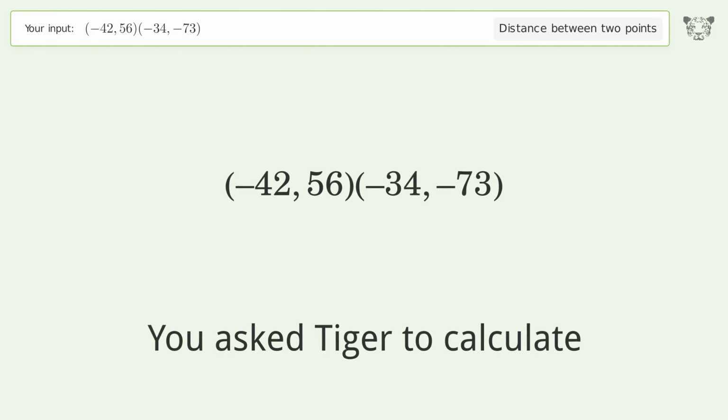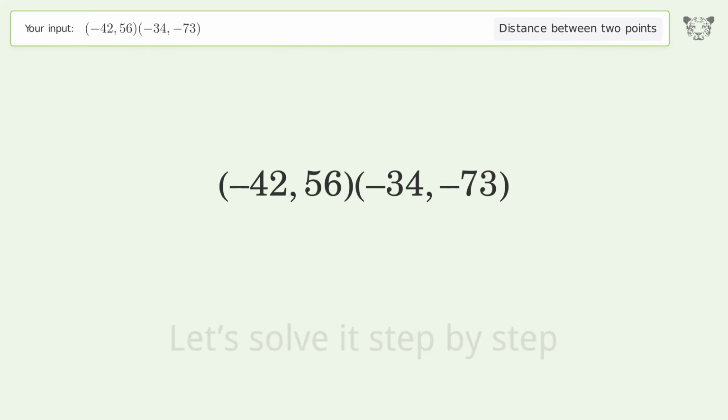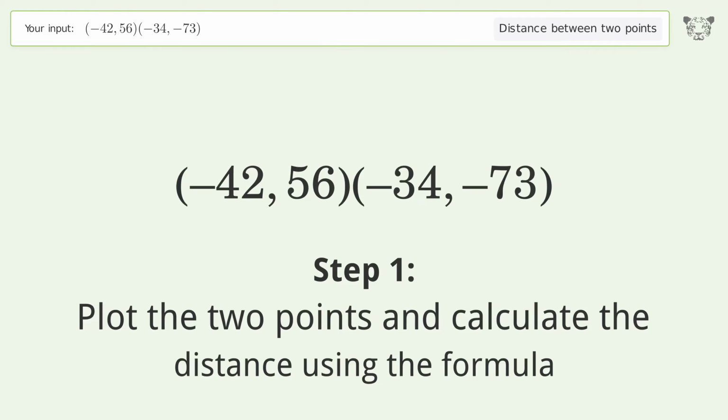You ask Tiger to calculate. This deals with the distance between 2 points. The distance between the 2 points is the square root of 16,705 or 129.248. Let's solve it step by step. Plot the 2 points and calculate the distance using the formula.